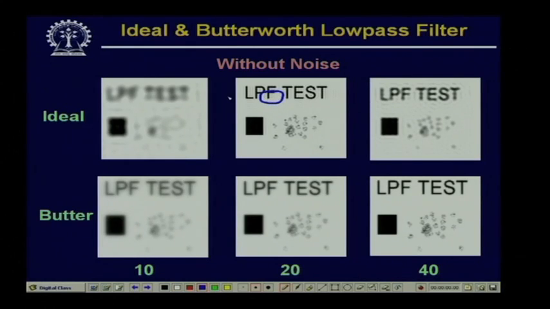that there is some ringing effect. That means there are a number of undesired lines which are not present in the original image. Same is the case over here. So, the ideal Lowpass filter introduces the ringing effect, which is not visible in the case of the Butterworth filter.